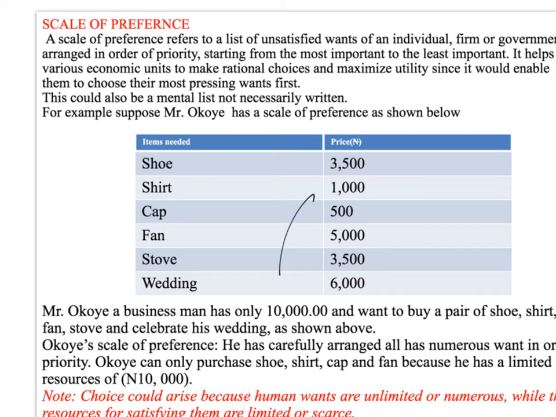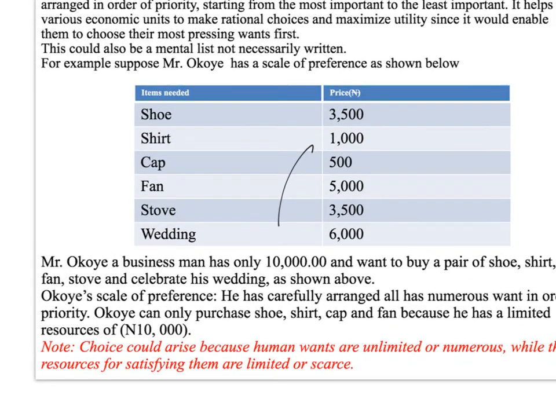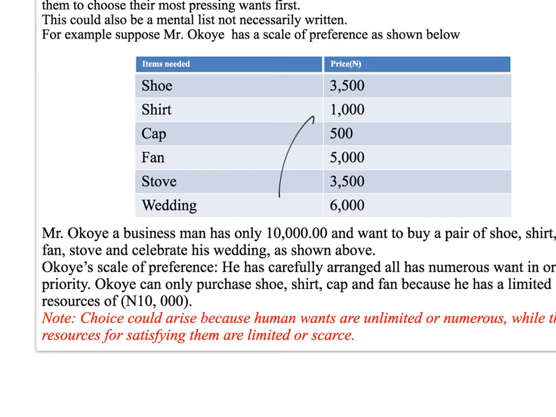For example, suppose Mr. Okoye has a scale of preference as shown below. Mr. Okoye needs to buy a pair of shoes that will cost him 3,500. He needs a shirt that will cost him 1,000 naira. He needs a cap that will cost him 500 naira. And he equally needs a fan that will cost him 5,000 naira. A kerosene stove that will cost him 3,500. A wedding ring that will cost him 6,000 naira.